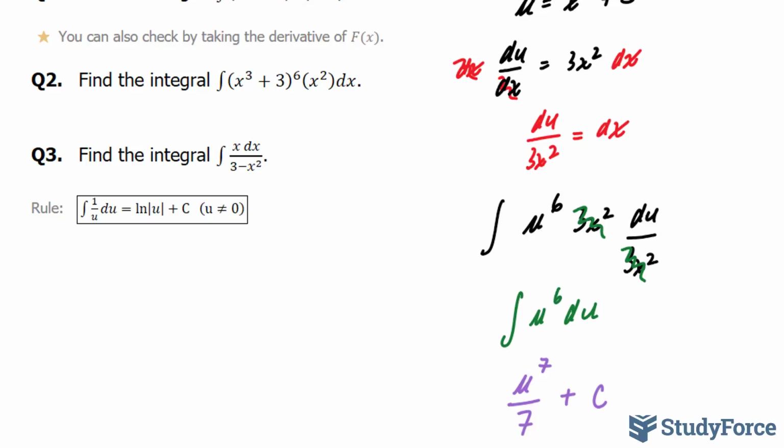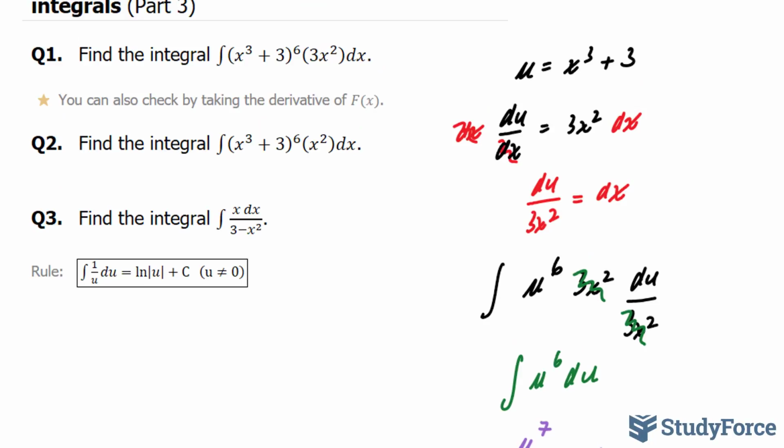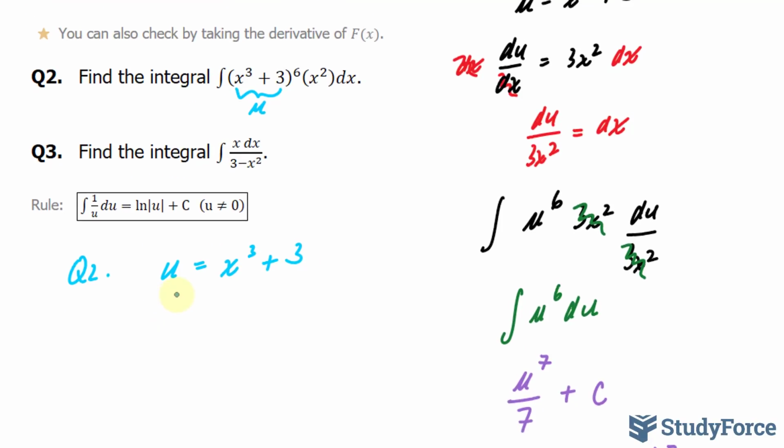Question 2 looks really similar to question 1. The only difference is that we have x to the power of 2 instead of 3x to the power of 2. Let's see if that changes anything. Once again, I'm going to set this part as my u because it's the more complicated of the two factors. So for question 2, I'll do my work over here. u is equal to x to the power of 3 plus 3. I'm going to take the derivative with respect to x, where I end up with du is equal to 3x squared, and this is 0, dx. Now I want to isolate for dx by dividing both sides by 3x to the power of 2. This gives me du over 3x to the power of 2 is equal to dx.